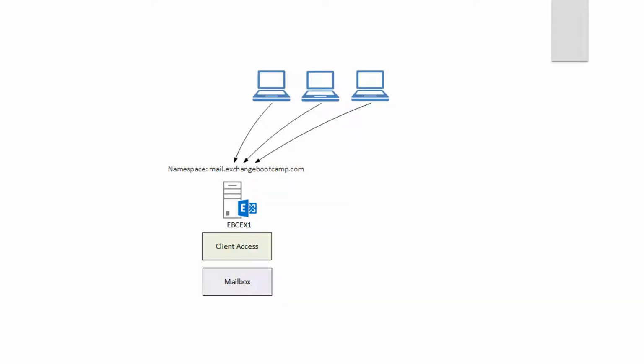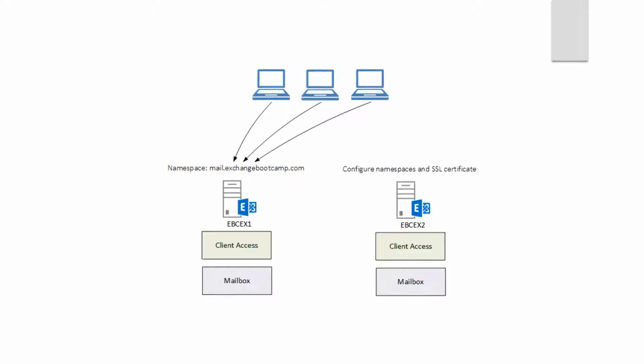So let's just quickly recap what we've done so far. We had a single Exchange server that had been configured for a namespace in my test lab environment of mail.exchangebootcamp.com. So that's where clients would connect for Outlook, Outlook Web Access and so on. I've added a second Exchange server to the environment, and I've gone ahead and configured the namespaces and the SSL certificate for that server. But for now, the clients will still continue to connect only to that first Exchange server, because that is where the DNS record for mail.exchangebootcamp.com is currently pointing.